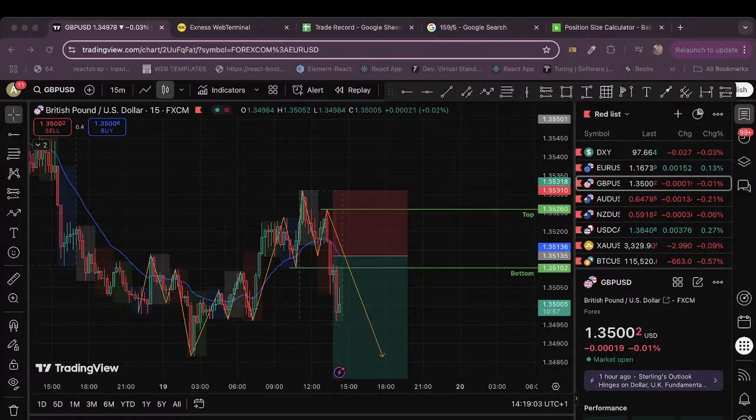Okay, on the previous candle? Well, not necessarily. Not necessarily. Why, Amaka? Not necessarily. So it depends on what you want to achieve.